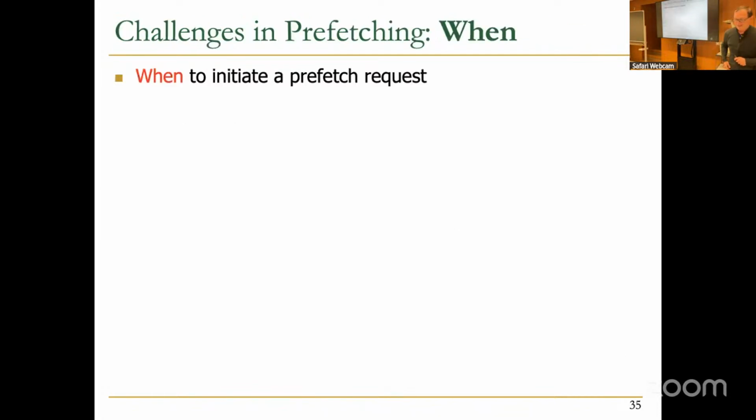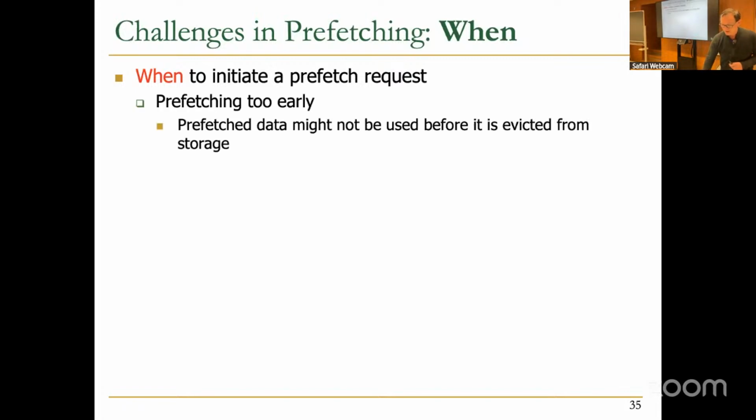Okay, so now think about algorithms to prefetch them. Let's move to when. When do you initiate a prefetch request? Again, I'm not going to give you answers over here, but there are trade-offs associated. Prefetching too early leads to prefetched data not being used before it's evicted from caches, for example.